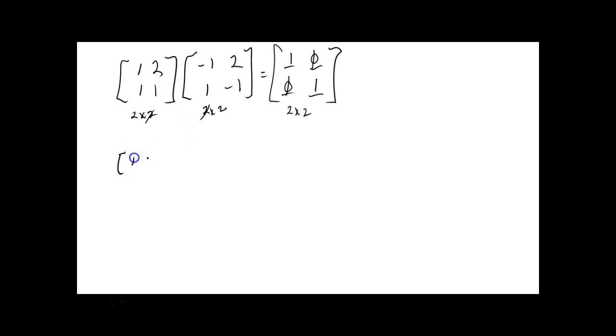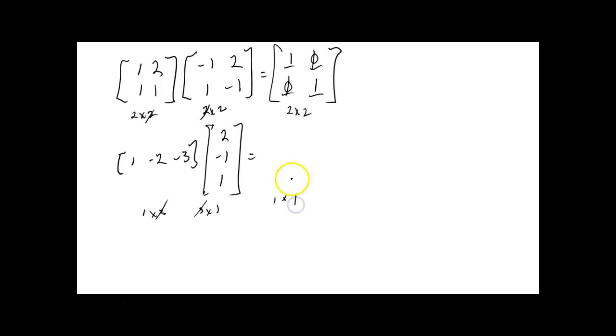1, negative 2, negative 3 multiplied by 2, negative 1, 1. First, can you even do that? What do you got? One by 3 multiplied by a 3 by 1. The 3's are the same, then you can multiply, and your answer is going to be a what? 1 by 1, which means it's a single digit. And sure enough, that's all you get.